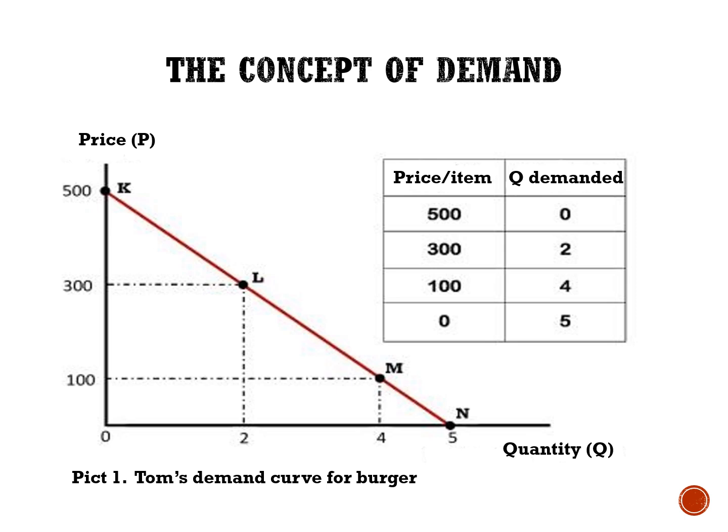Let's take a look at Tom's demand for burgers in Picture 1. At point K, when the price of a burger is 500, Tom wants to buy 0 burgers. At point L, when the price of a burger is 300, he wants to buy 2 burgers. At point M, Tom wants 4 burgers, as the price of a burger goes down to 100. And when the price is 0, Tom will take 5 burgers.